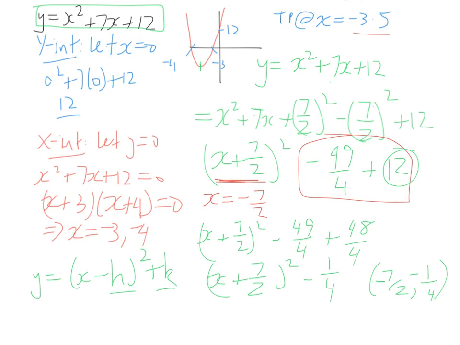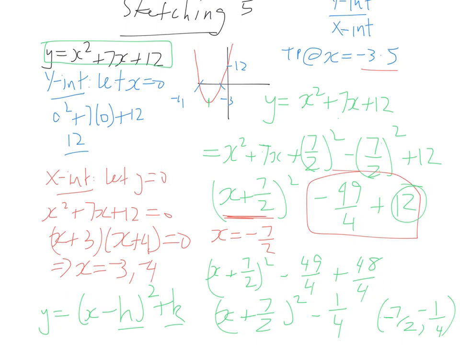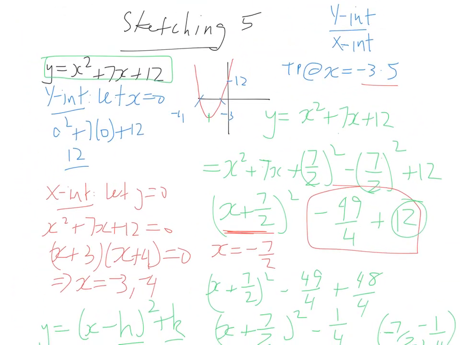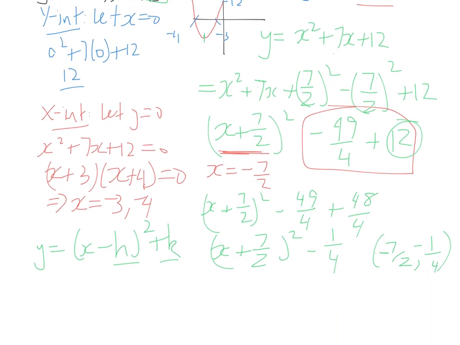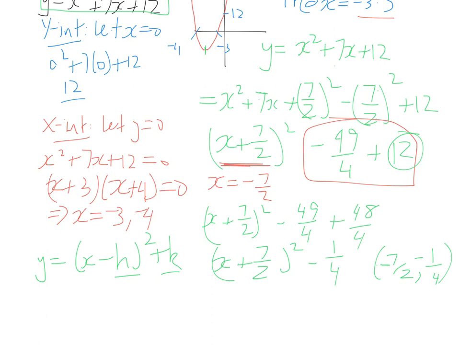So let's move some stuff around if it'll let me. Very good, the whole thing moves. Nice way to do it with the board. Y-intercept, let x equal 0. X-intercept, let y equal 0. Solve for them. And then to find the turning point, we complete the square, which is what we did here.